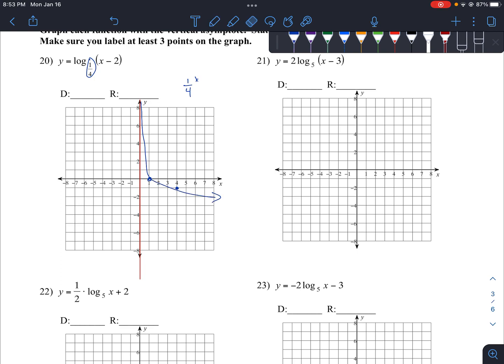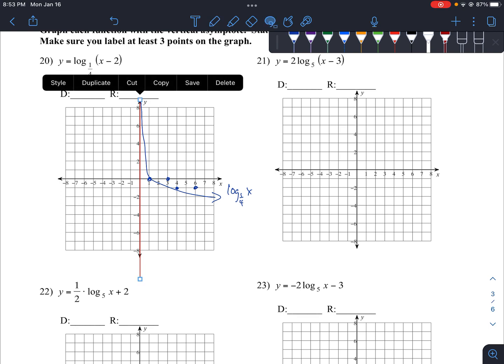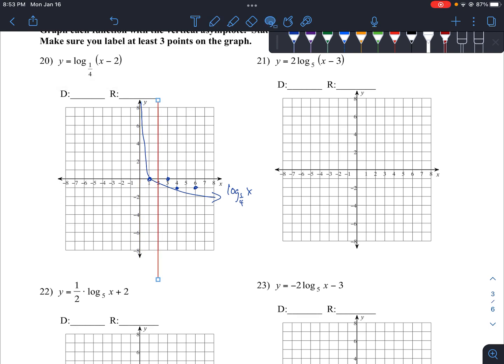Now, that would be the parent function if it were log base 1/4 of x. But in this case, we just have to move it to the right 2, because of the transformation. So all these points and the asymptote, we're going to move right 2. This point right here will be right here. This point right here will be right there. And the asymptote will move right to there.